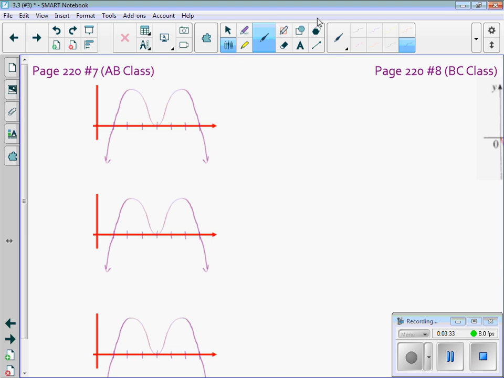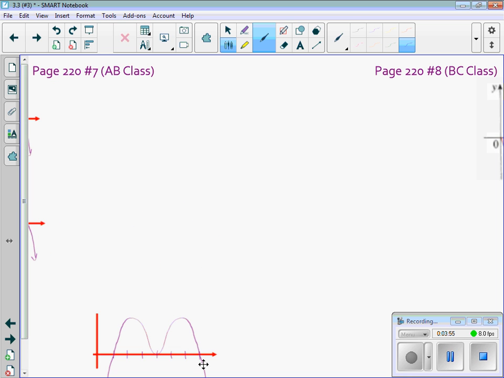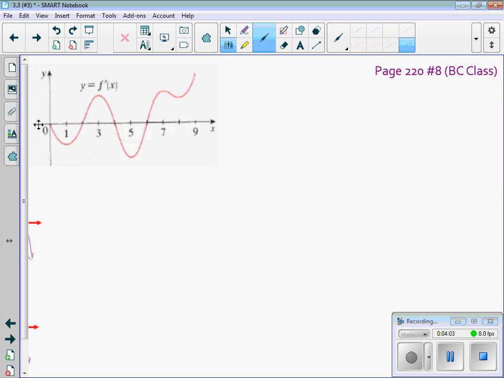Okay, we're going to do page 220, number 8, so get your books out. Number 7, I think, is part of your homework. I did the opposite one for the AB and BC class. That way you can check your answers for 7 when you do your homework. Okay, so number 8 looks like that in your book.